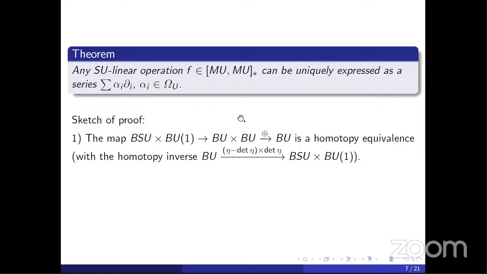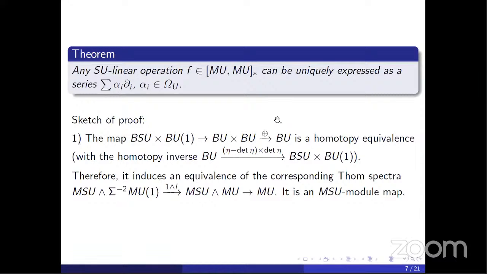And since this map is a homotopy equivalence, it induces an equivalence of the corresponding Thom spectra, and the induced map is of this form: MSU ∧ Σ^{-2} MU(1), with the natural inclusion to MU, which corresponds to the canonical orientation of MU. And the module action of MSU on MU, and it's an MSU-module map. In other words, we obtain that the spectrum MU here is equivalent as an MSU-module to the MSU-module of this form: MSU smash Σ^{-2} CP infinity. It's a free or extended module with module structure from the MSU factor and no MSU action on this factor.